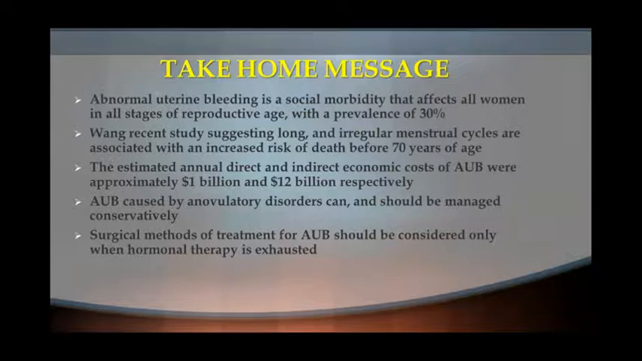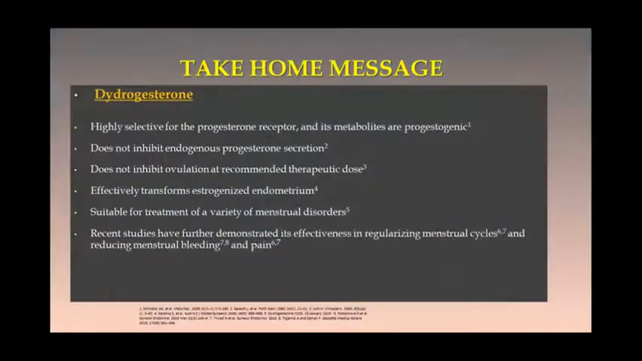And abnormal uterine bleeding caused by anovulatory disorders should be managed conservatively. The only reason to do curettage is for diagnostic reasons, if you are suspecting, for example, malignancy, or if you have actually profuse bleeding with an identified thickened endometrium that might require therapeutic curettage, and that is even questionable if you can do that with a progestogenic crash dose. Surgical methods for treatment of AUB should be considered, as I mentioned, only if everything else is exhausted.